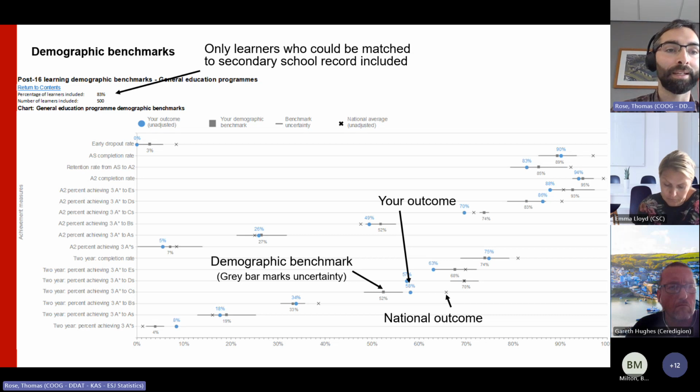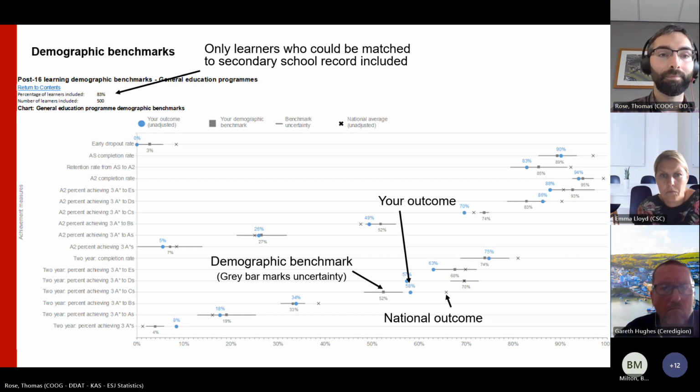The way the benchmarks work is we have the national outcome. So this is the unadjusted national outcome, the percentage of learners in Wales who achieved, in this case, 3 Cs. And then we have the demographic benchmark, which is adjusting the national outcome based on the characteristics of your learners.